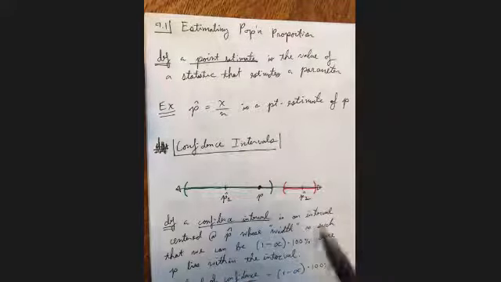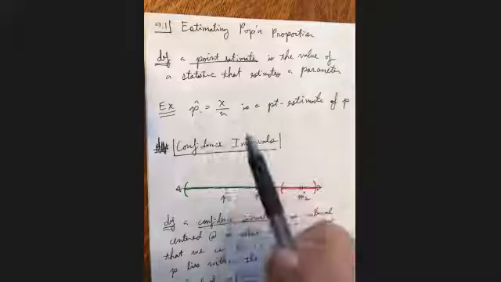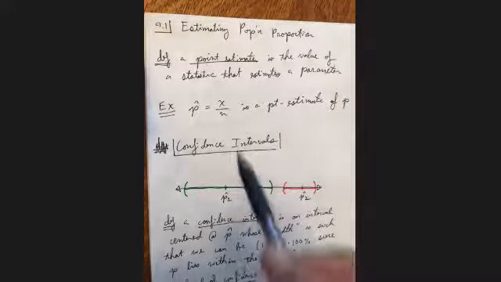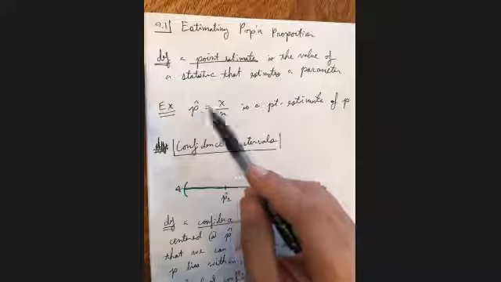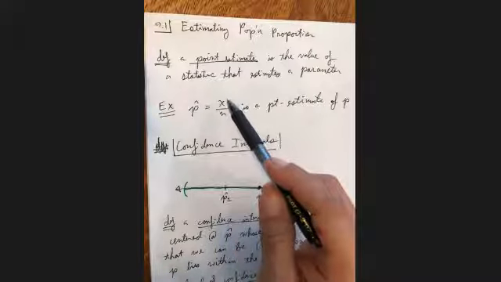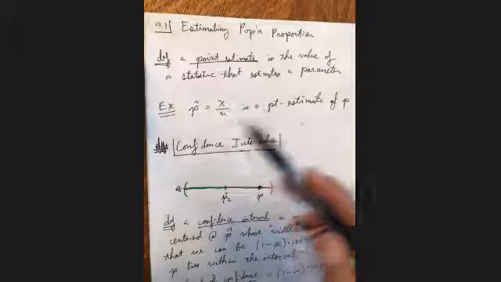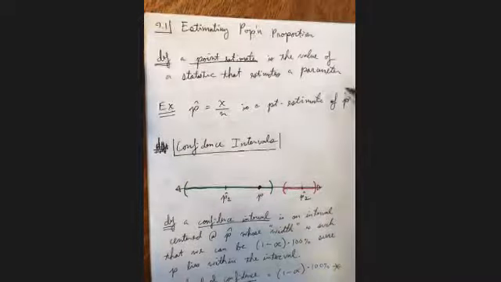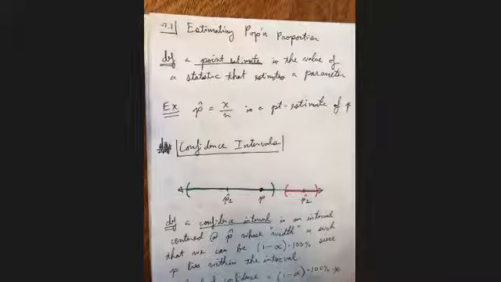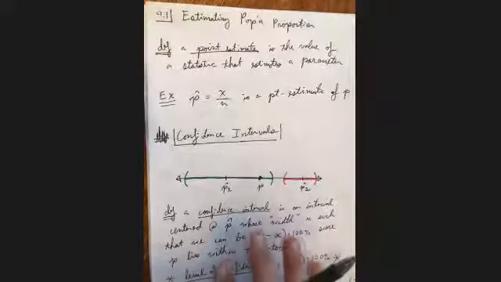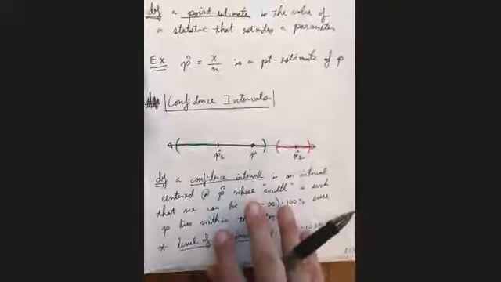Another example that's germane to this particular section is p hat. P hat is a point estimate for the population proportion, and a specific value for p hat would be given by X divided by lowercase n. This would be our point estimate for the population proportion P. All right, so let's jump right in to this notion of confidence intervals.